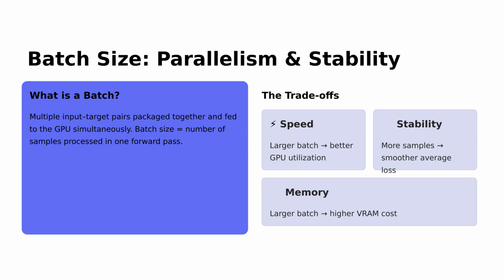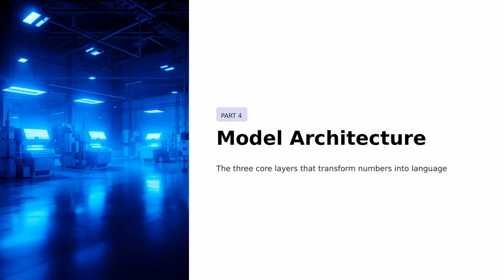Let's dive into the concept of batch size, focusing on its impact on parallelism and stability. A batch consists of multiple input target pairs processed together by the GPU. The batch size is simply the number of samples handled in each forward pass. Larger batches can speed up processing by optimizing GPU utilization, but they come with trade-offs. They offer smoother average loss for stability, but require more VRAM, impacting memory usage.